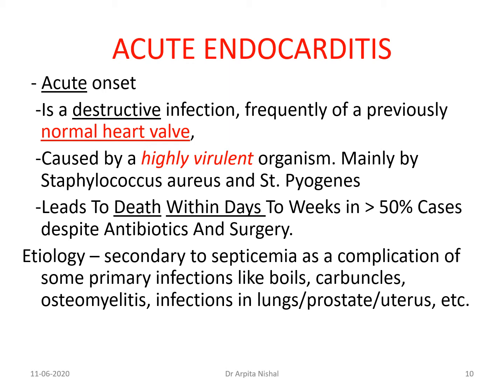So for acute endocarditis, remember two things. It is caused by a highly virulent organism, that is Staph aureus, and it affects a previously normal heart. So there is no underlying problem, but the virulence of the organism is so great that it destroys a previously normal heart. Etiology can be secondary to septicemia, or a complication of infections such as boils, carbuncles, and osteomyelitis. We will see the predisposing factors ahead.